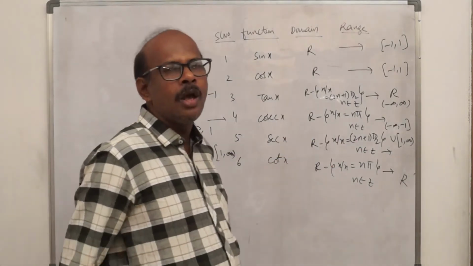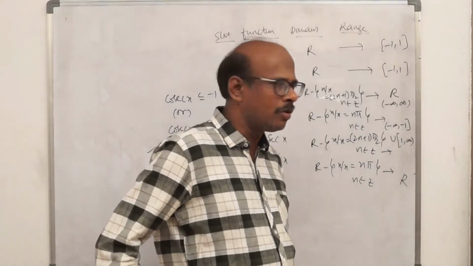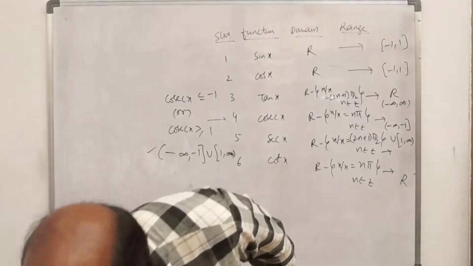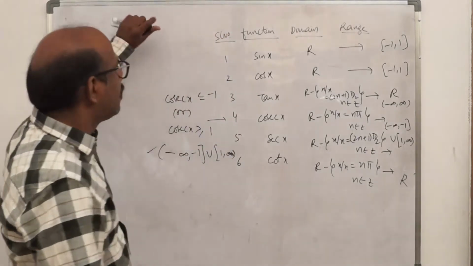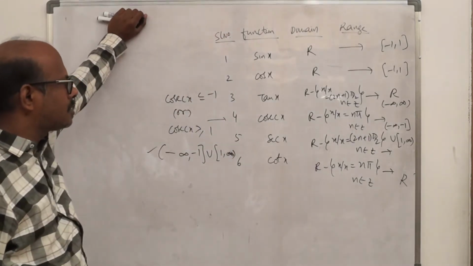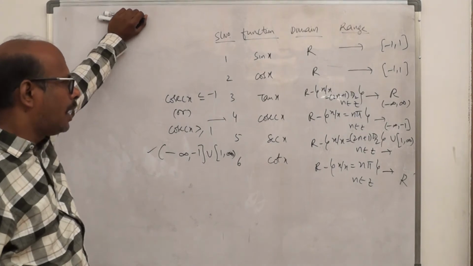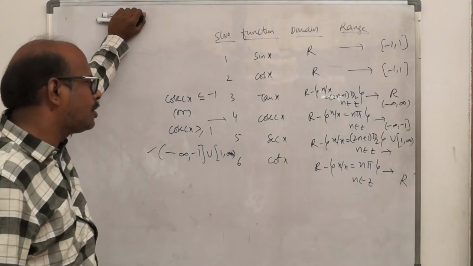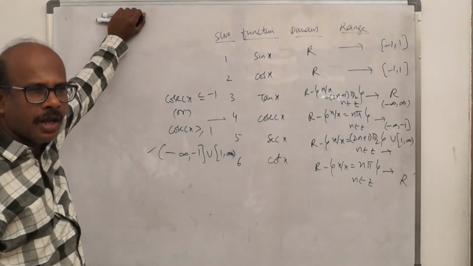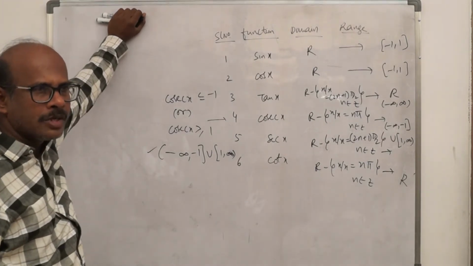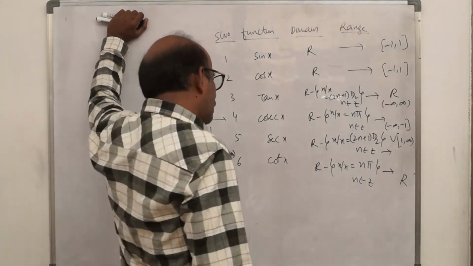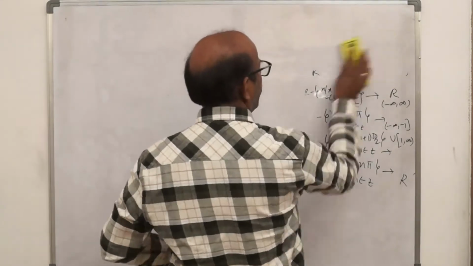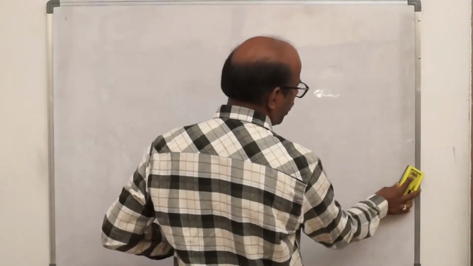Cot is cos by sine, where sine is 0, so R minus n pi, and the range from the graph boundaries of the y-axis is R. So if you observe the table, sin x and cos x have the same range, tan x and cot x have the same range R, and cosecant and secant x have the range minus infinite to minus 1 closed, union 1 to infinite. Now this is a simple introduction about the domain and range table.